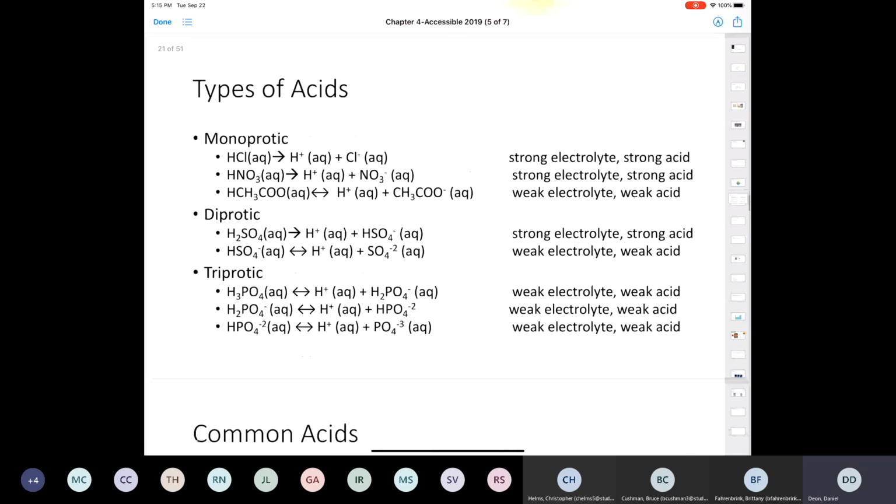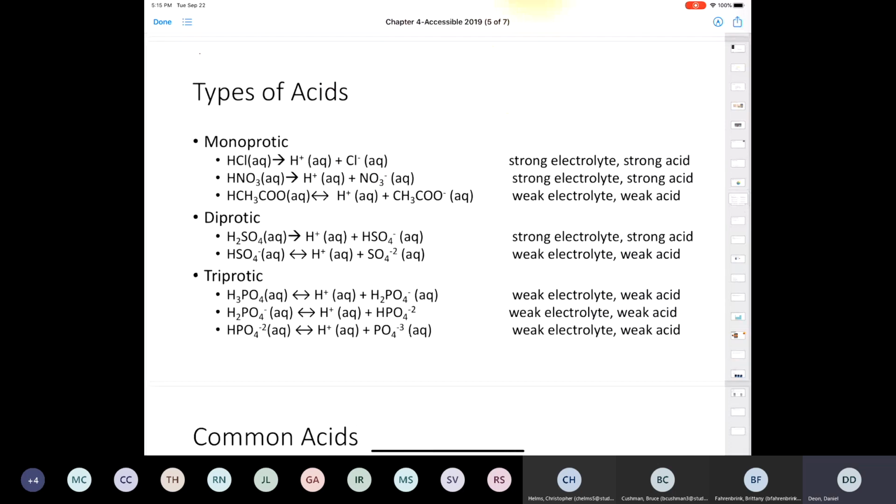So first, let's talk about types of acids in terms of the number of ionizable protons they have. If you look at monoprotic acids, let's look at them all. The first one is HCl, hydrochloric acid. That one's pretty evident, right? Because there's only one hydrogen in the molecule anyway. It's an acid, so of course it's going to give up the proton. That's why we call it monoprotic. It's got only the one proton. It's a strong acid, therefore it's going to be a strong electrolyte.